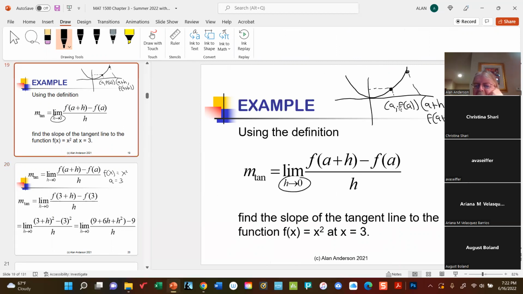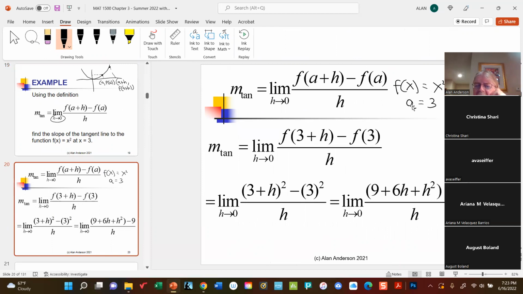Because if you look at that diagram, a represents the x coordinate for the initial point, so we can just write a equals 3 here. You notice that x is not even in this formula. Instead, we're calling it a and a plus h. So, we plug in 3 for all the a's. Now we apply the function to both 3 plus h and 3.